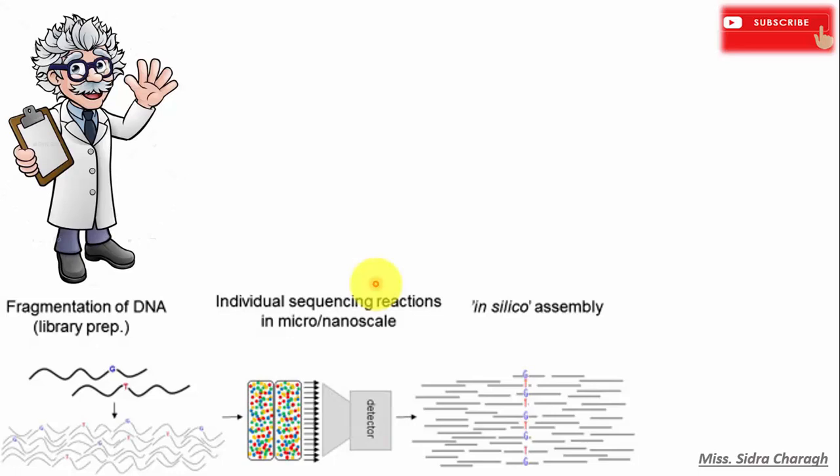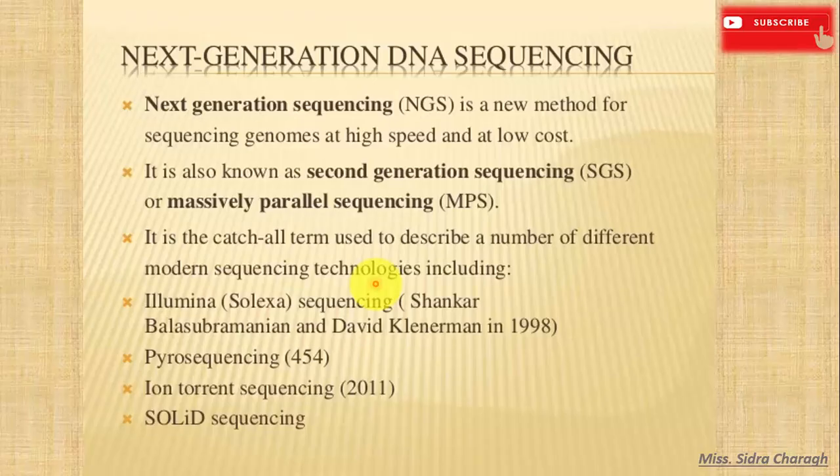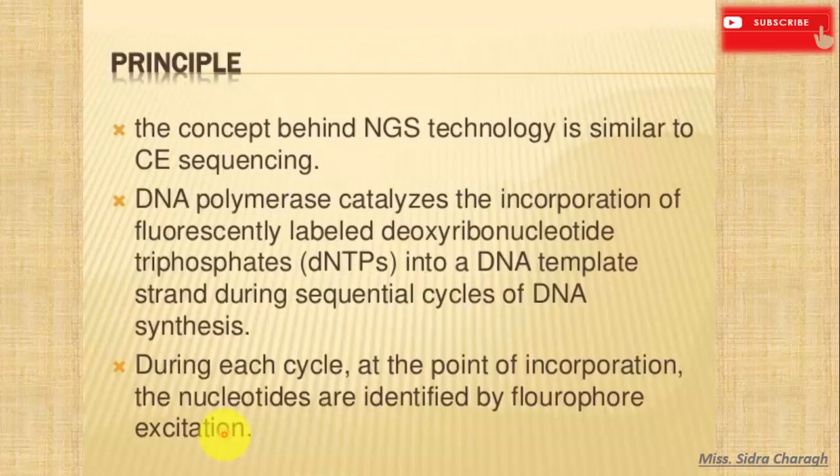In this lecture, we will discuss next generation sequencing, or NGS. Next generation sequencing is a new method for sequencing genomes at high speed and at low cost. It is also known as second generation sequencing or massively parallel sequencing. Next generation sequencing is a catch-all term used to describe a number of different modern sequencing technologies that include Illumina sequencing, pyrosequencing, Ion Torrent sequencing, and SOLiD sequencing.